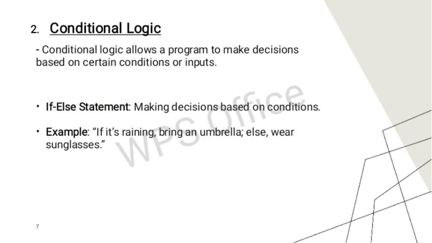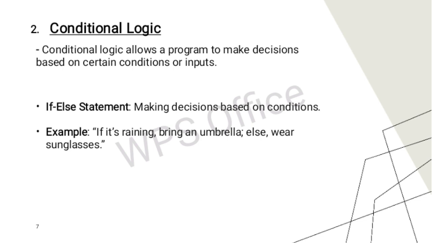Next is conditional logic. Conditional logic allows a program to make decisions based on certain conditions or inputs. If-else statement, making decisions based on conditions. This logic uses the diamond symbol in a flowchart, which shows that a decision is made based on the conditions or inputs you provided.